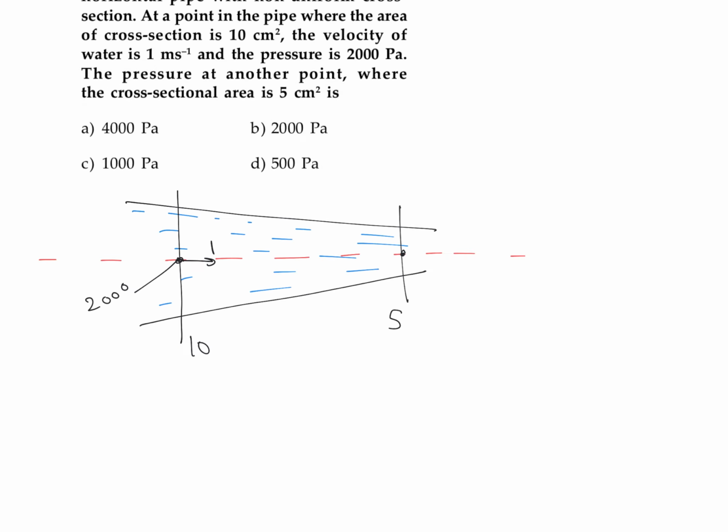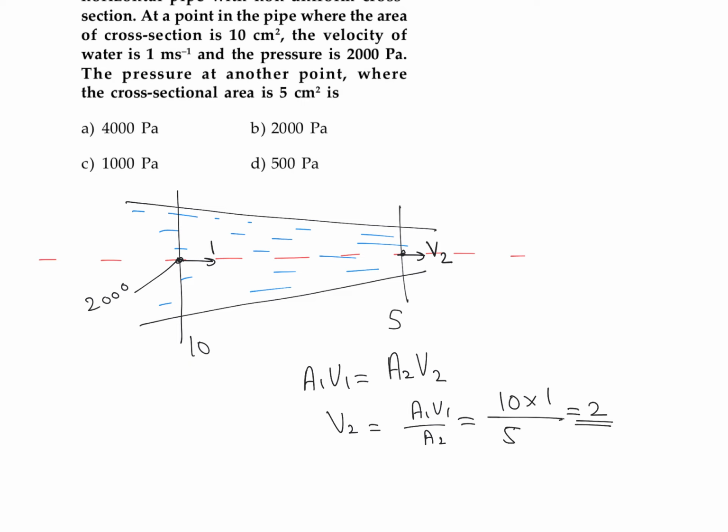So first of all, by using the continuity equation, we can find out the value of velocity of liquid over here. Take it as V2. According to the continuity equation, we can write A1 V1 is equal to A2 V2. So the value of V2 can be written as A1 V1 divided by A2. The value of A1 is 10 and V1 is 1, divided by A2 which is 5. So we can write the velocity over here is 2 meter per second.